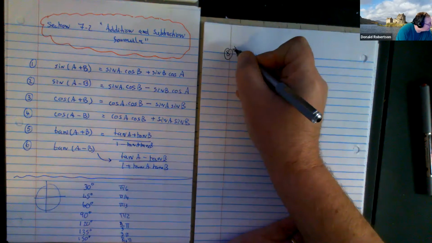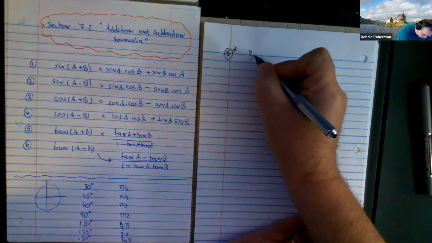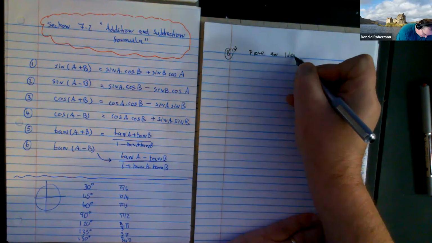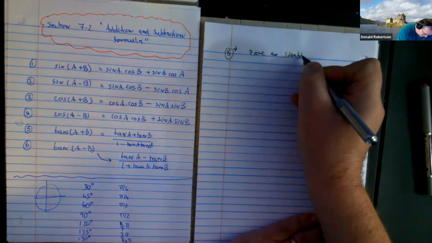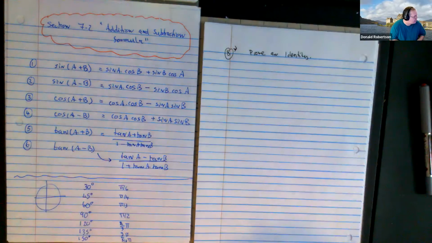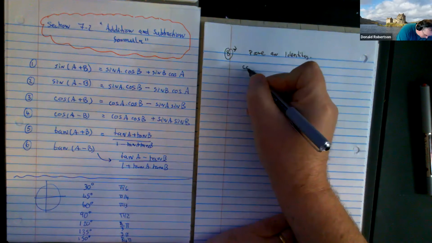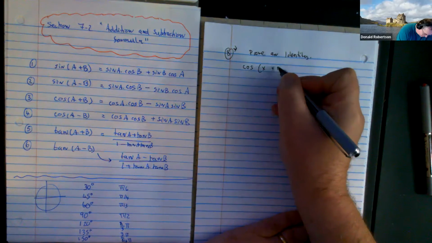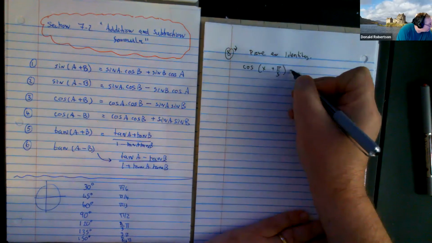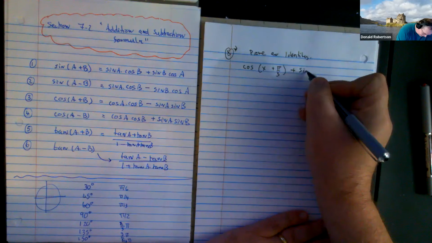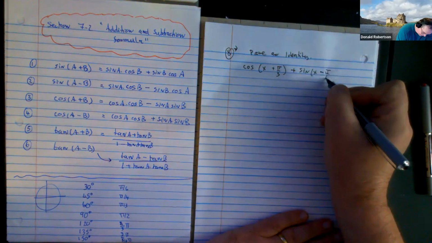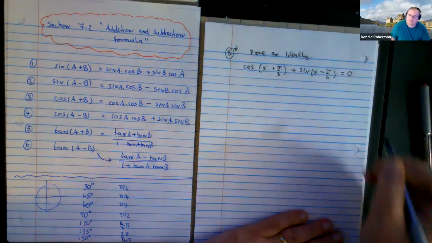Question 8 is asking us to prove an identity. This type of question pops in and out all over the place. The first one is prove that the cosine of x plus pi upon 3, add the sine of x take away pi upon 6, is always equal to 0.